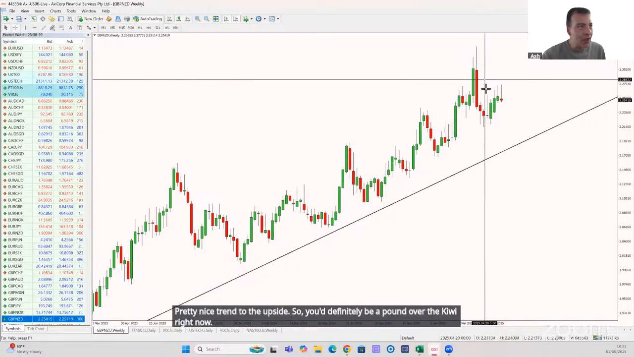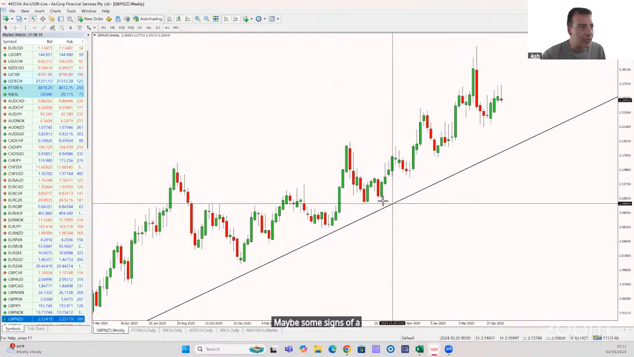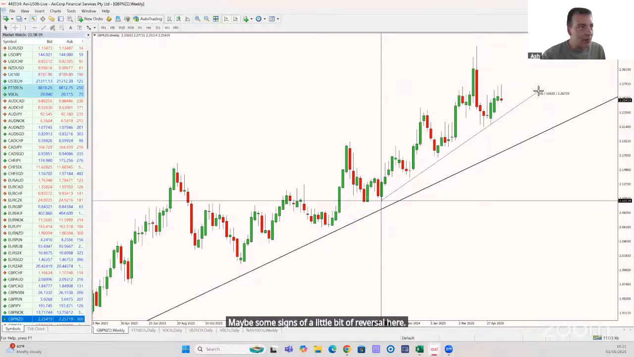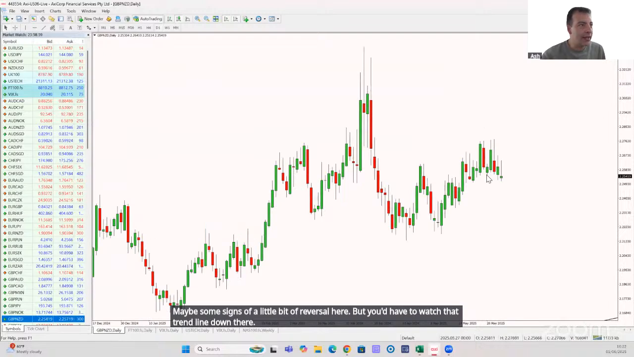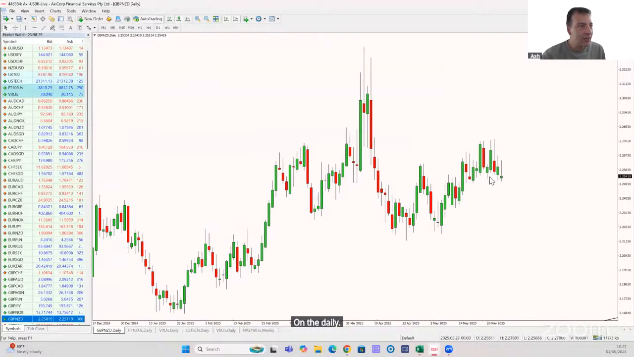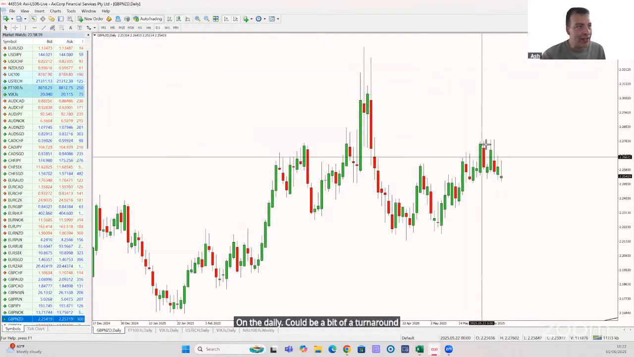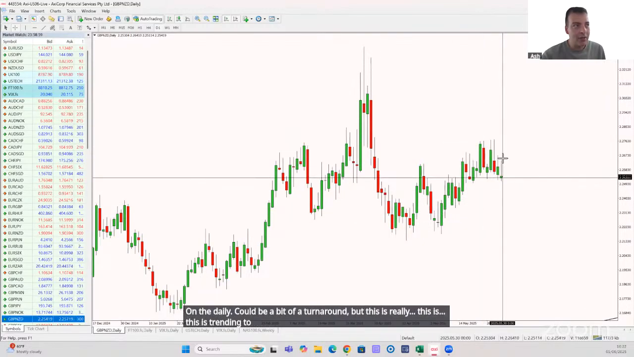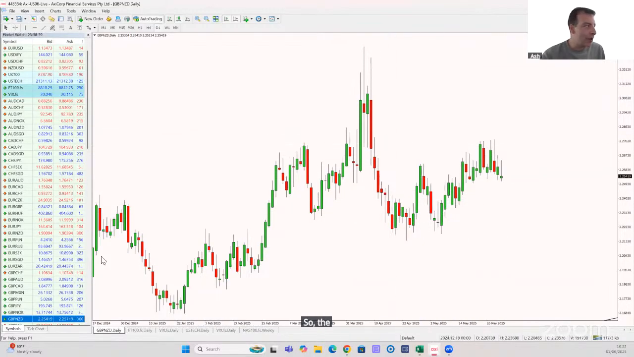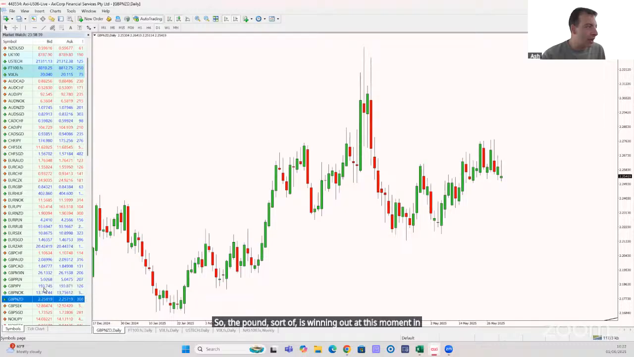Maybe some signs of a little bit of reversal here, but you'd have to watch that trend line down there on the daily. Could be a bit of a turnaround, but this is trending to the upside. So the pound sort of is winning out at this moment in time. And then finally the pound Swiss.